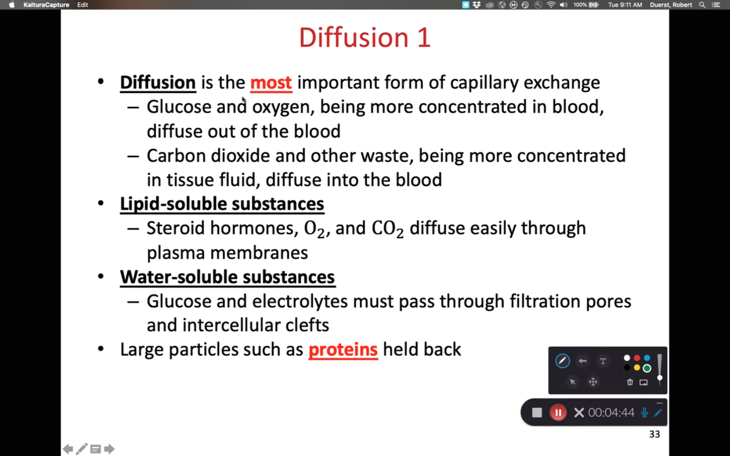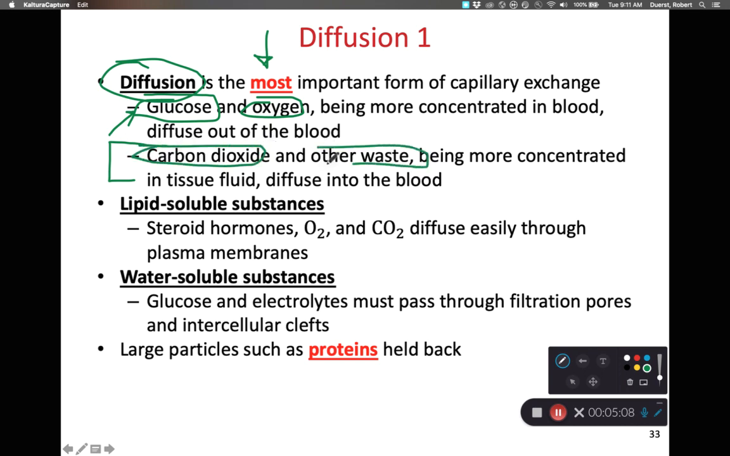So, class, diffusion in and of itself is the single most important way that things get in and out of our blood capillaries. When we look at simple compounds like glucose and oxygen, those two chemicals are almost always going to be more concentrated in the blood and tend to diffuse into the extracellular fluid. And conversely, carbon dioxide and waste products are almost always going to be more concentrated within the extracellular fluid and will diffuse into the bloodstream.